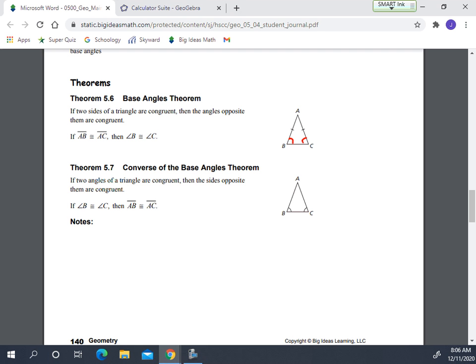The converse to the base angles theorem: if they give us that angles B and C are congruent, then the sides opposite those angles, so opposite C is this side, and opposite angle B is that side, those are congruent. Okay, so understand those two things as we're moving forward. Get to know those two.